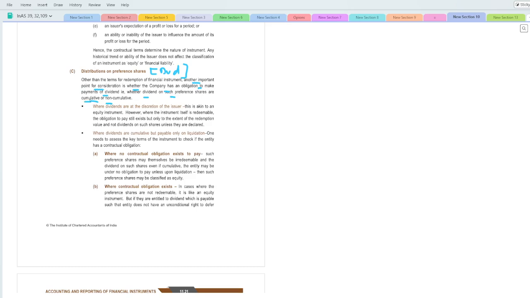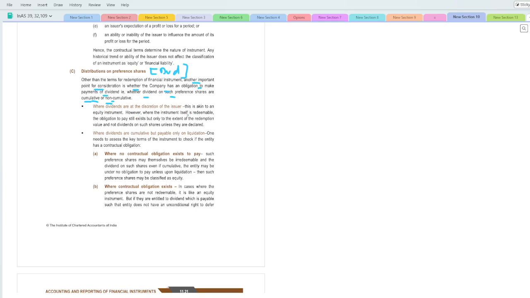ठीक है। क्यूमुलेटिव का क्या मतलब हो गया कि सपोज आपने पे नहीं किया, इश्योर ने पे नहीं किया, तो वो एक्यूमुलेट होता रहेगा जब तक वो पे नहीं करेगा। और नॉन क्यूमुलेटिव जैसे कि आपने जिस ईयर में पे नहीं किए, तो वो आगे भी पे नहीं करेगा उस पर्टिकुलर ईयर का डिविडेंड। Correct. So where the dividend is at the discretion of the issuer, so this is akin, akin means similar to the equity instrument कि यहाँ पे issuer के पास discretion है। ठीक है। So obligation not to pay the cash.